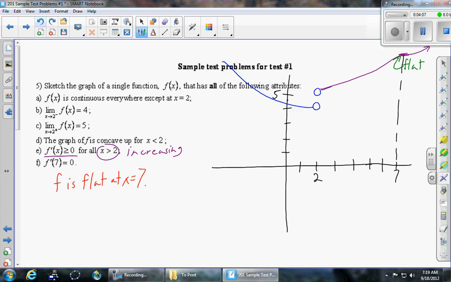And then in part E, we need the function to be increasing when x is bigger than 2. So that's all of this increasing, except for that one moment right there where it's flat at 7. And that's that point right there. So I think this graph takes care of all the conditions. Certainly there are other graphs that you could draw here. Lots of right answers to this one. Whether or not you fill in the point there or up above or neither makes little difference.